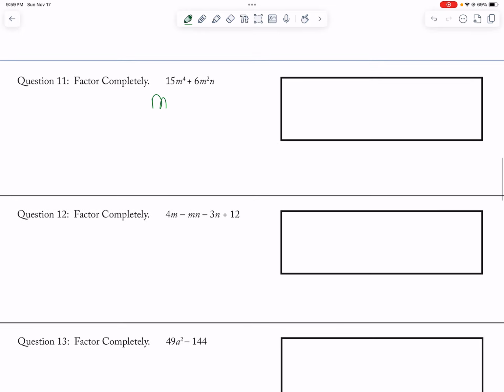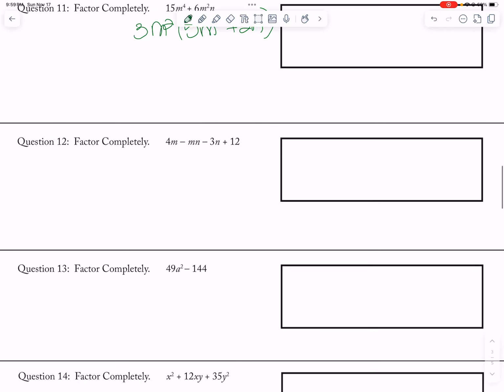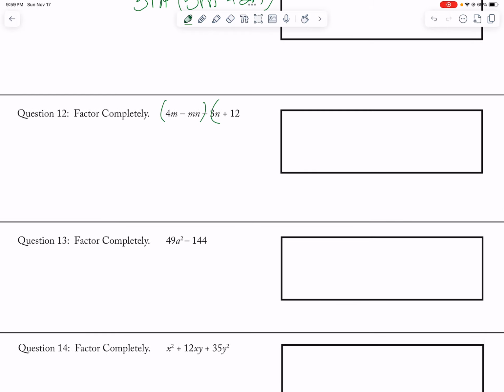And then here an m squared and a 3. So then I'm left with a 5m squared plus 2n. And then here I can factor out an m. I'm left with a 4 minus n and a -3. And I'm left with an n minus 4.